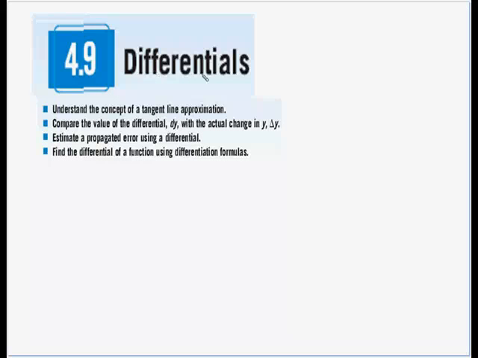In section 4.9 here, we're going to talk about differentials. And the four main points we're going to cover in this section are understanding the concept of a tangent line approximation. We're going to compare the value of the differential, dy, with the actual change in the y variable, delta y. We're going to estimate a propagated error using a differential, and find the differential of a function using differentiation formulas.